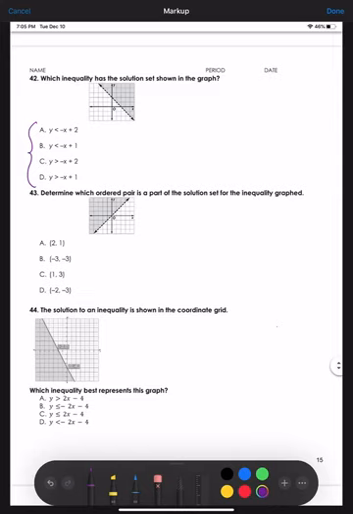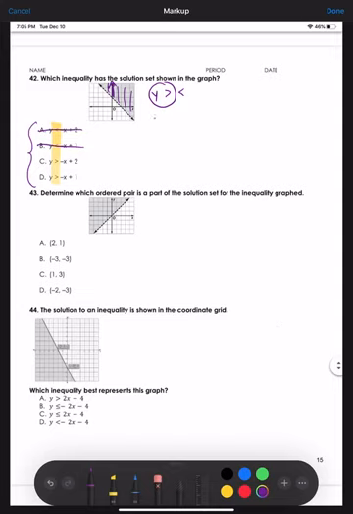First thing I would check is dotted or solid line. This is a dotted line, meaning that it should be greater than or less than, and all of these have a greater than or less than. There's no equal to, so I can't use that to get rid of answer choices. So next I can look at the shading. The shading on this one is going up. If it's going up towards positive y, that would mean that y is greater than. So A and B cannot be right because those are y is less than.